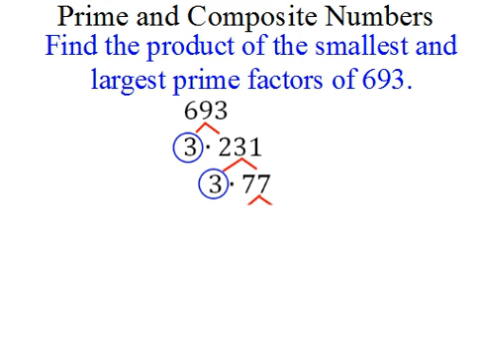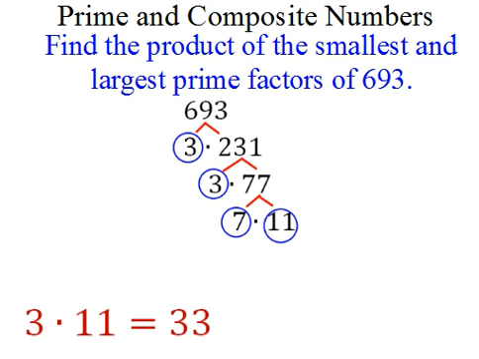Now, 77 is a composite number. I check 2, it doesn't go in, 3, 5, they don't go in, and the next prime is 7. 7 goes into 77 11 times, and 7 and 11 are both primes, so I've now factored this down to its primes. We've got 3, 3, 7, and 11. Finally, I'm going to multiply the largest and smallest primes, which are easy to spot since I've circled the prime numbers. So the smallest one is 3, the largest prime factor is 11. 3 times 11 is 33.